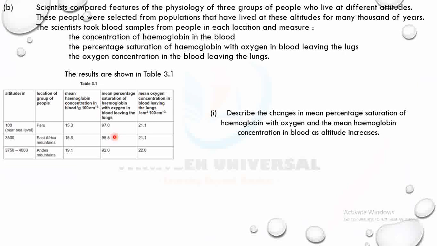And you know the reason. They didn't say we should explain, they said we should describe. So just state the trend and quote data. For example, at 100 this was 15.3, but when it increased to 3,500, it became this. So this increased, but this decreased. The reason is that as altitude increases, the partial pressure of oxygen in the alveoli decreases. So the affinity of hemoglobin for oxygen decreases, so hemoglobin binds less with oxygen and becomes less saturated with oxygen. Do you get?